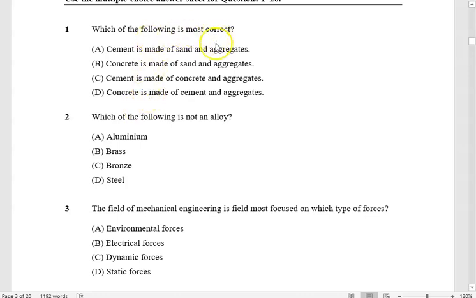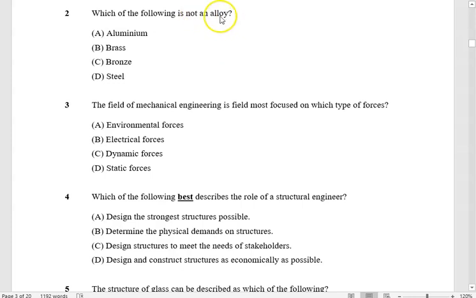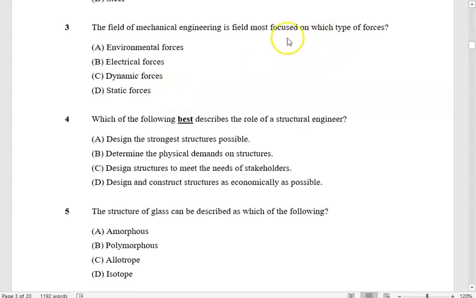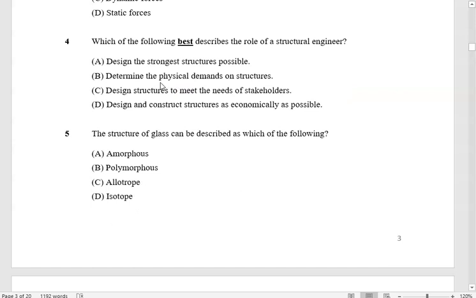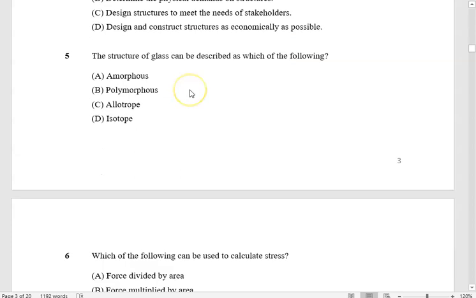Which of the following is most correct? Concrete is made of cement and aggregates. Which of the following is not an alloy? So some of the aluminium, for example, can be an alloy, but all the others must be an alloy. So aluminium is correct. Which field is, so mechanical engineering is dynamic or moving forces. Which best describes the structural engineer, design structures to meet the needs of stakeholders? The others are all potentially true, but C is the one that is the most correct.